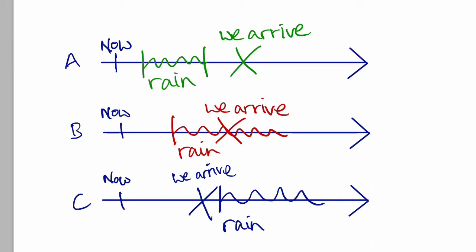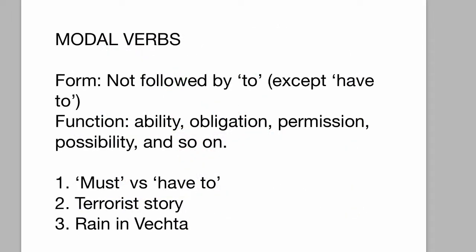Okay, I said it was a very quick review, and so it was. Let's look at today's class. We're looking at modal verbs. Very quickly, the form: not followed by to, except for have to, of course. So we say I can fly, we don't say I can to fly. Obviously. Function: there are many functions of modal verbs. It might be for ability, obligation, permission, possibility, and so on.